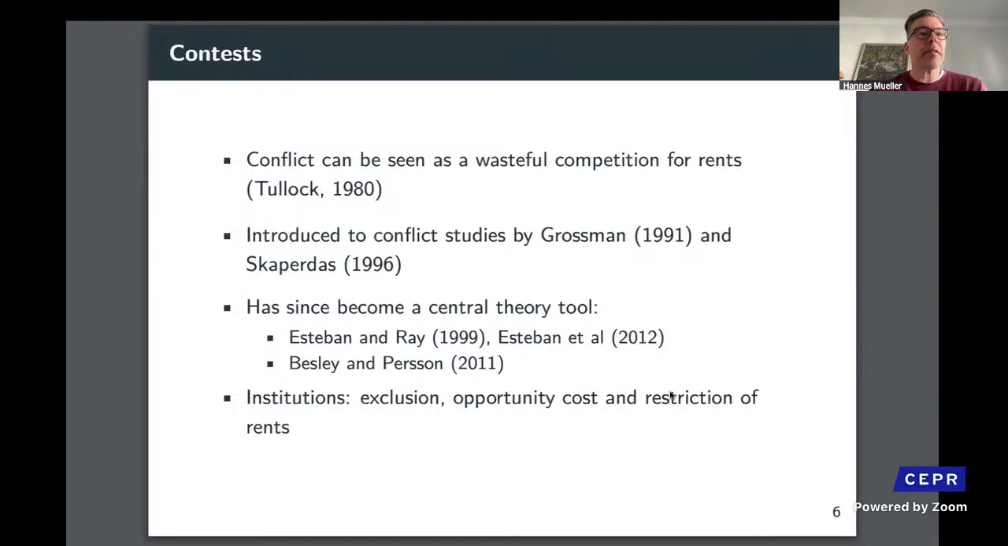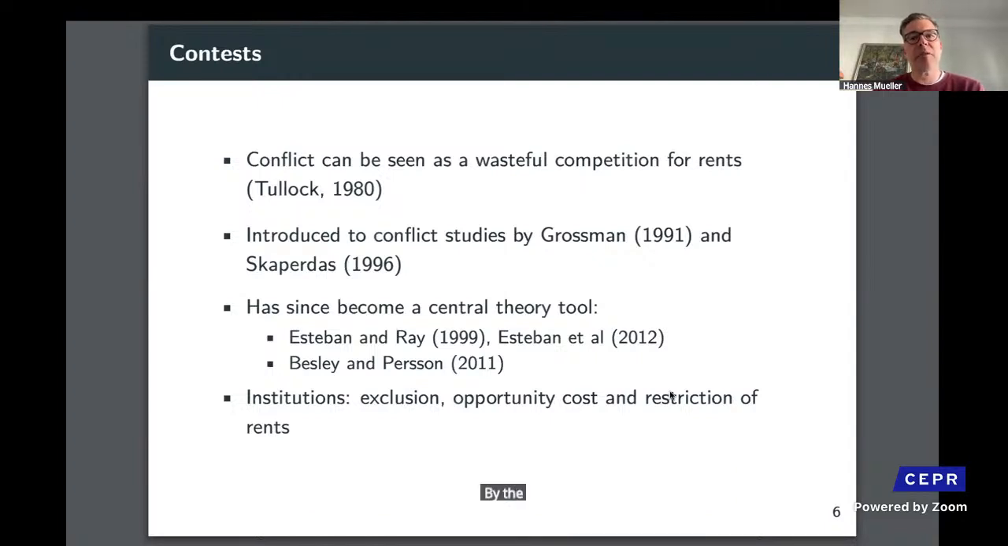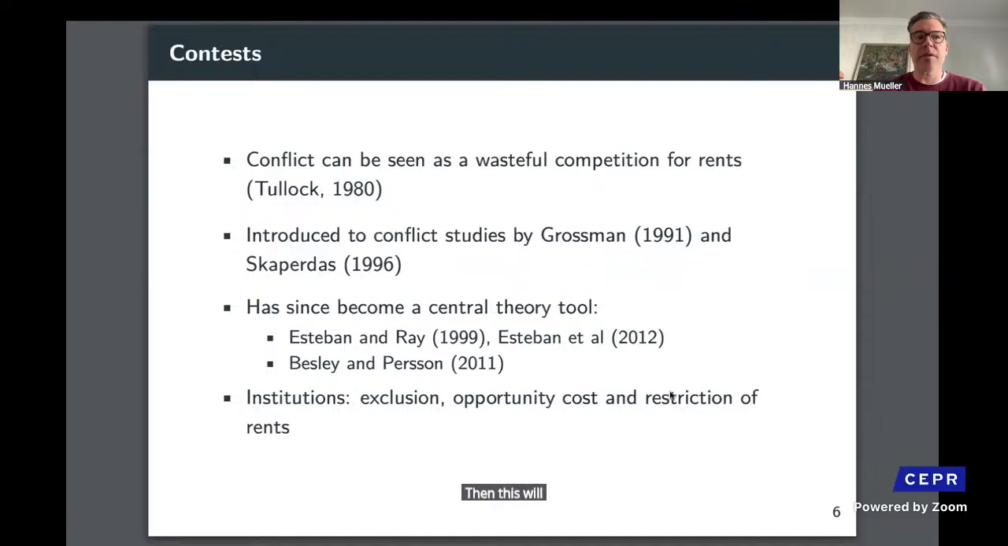In this theory that I'm talking about here, there is very little on where conflict comes from, because it is more about the rent itself driving the conflict, right? So think about pots of money that the state is generating through taxes, for example, and this is a prize to be won by the people contesting for political power. And if this political power is not distributed in a good way through institutions, then this will trigger violence, and people will try to get to these rents through violent means.